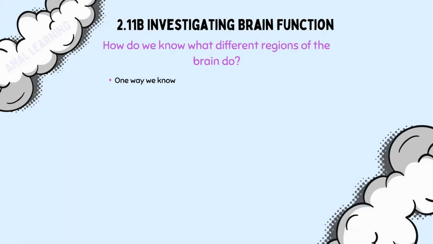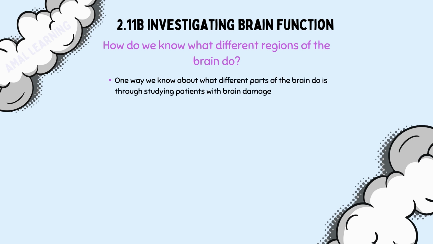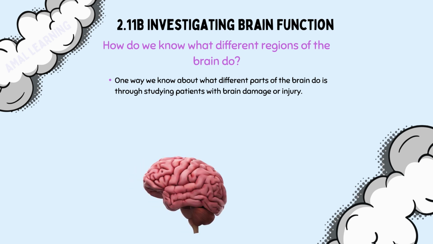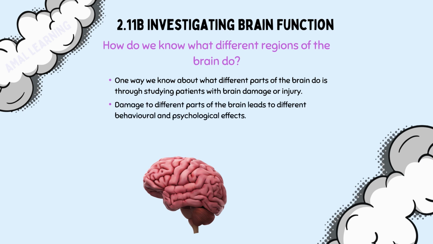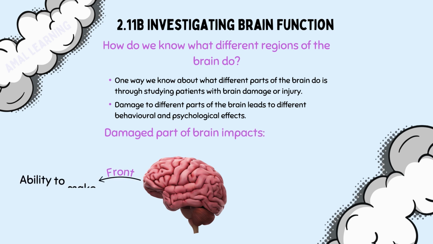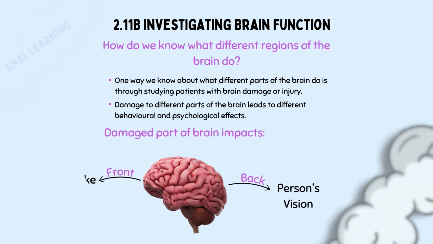One way we know about what different parts of the brain do is through studying patients with brain damage or injury. This involves identifying the area of the brain that someone has damaged and observing the result of this. Damage to different parts of the brain leads to different behavioral and psychological effects. Damage to the front part of the brain impacts a person's ability to make decisions, whereas damage to the back of the brain has an impact on a person's vision.